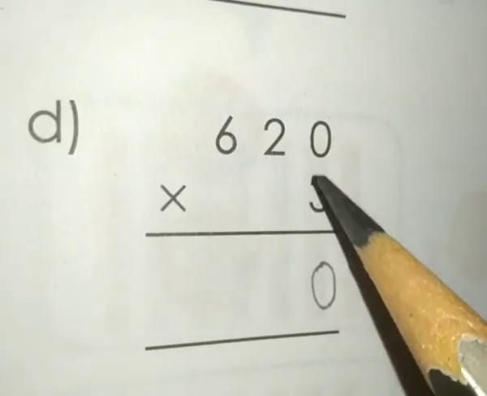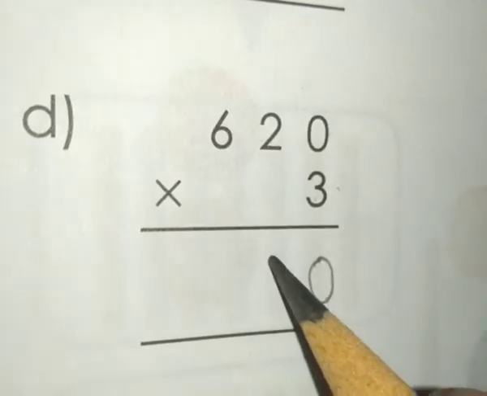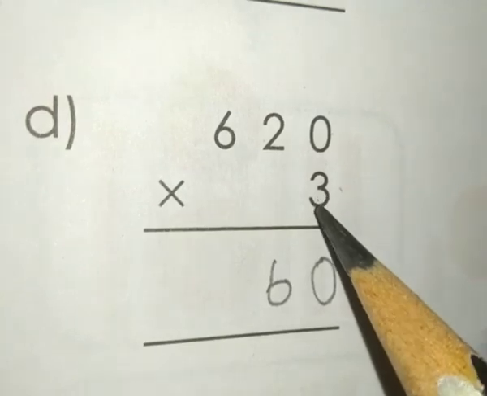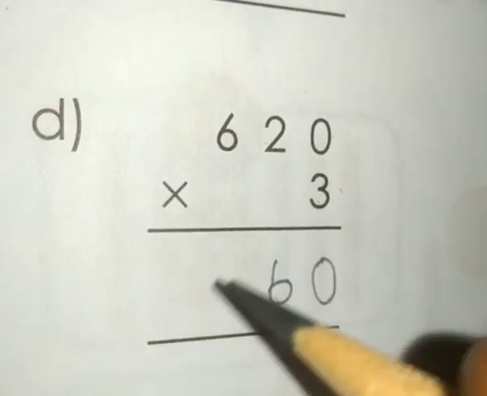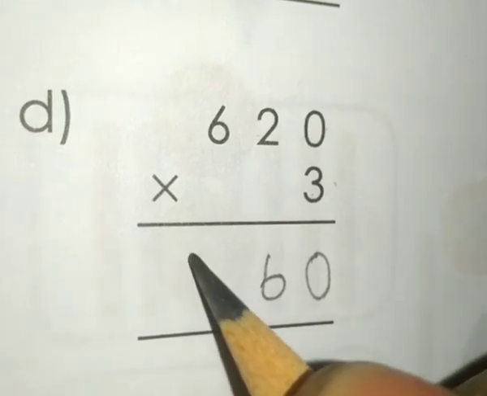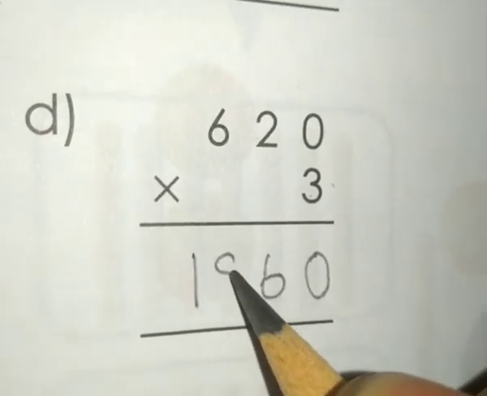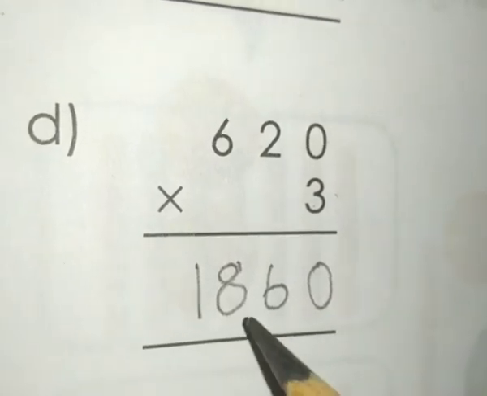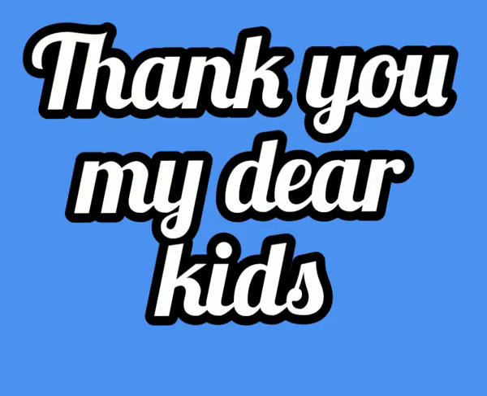Go to tens place. 3 twos are 6. Go to hundreds place. 3 sixes are 18. So you got the answer by multiplying these two values: 1860. Hope you all understood the concept of multiplying 3-digit numbers with regrouping of tens and hundreds.